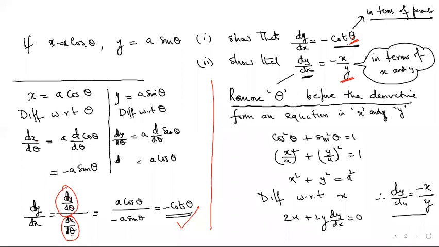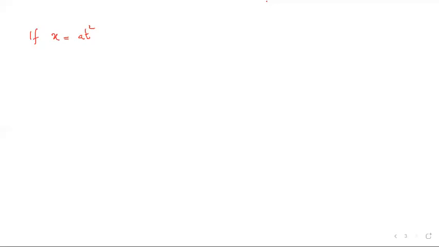Anybody having doubt, please speak out. If x equal to at square, y equal to 2at, show that first, dy by dx is 1 by t. Second, dy by dx is 2a upon y. I'm taking an easy question in the beginning.